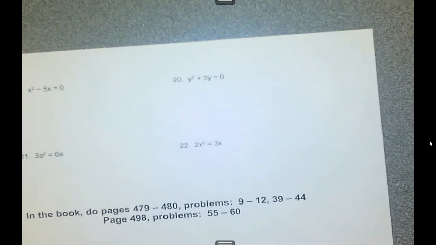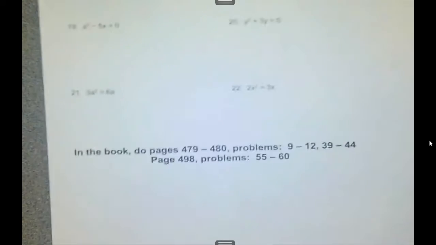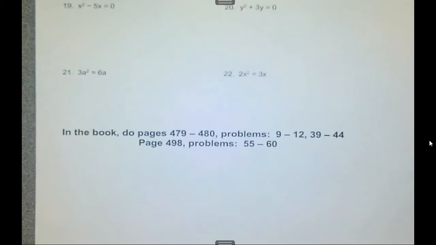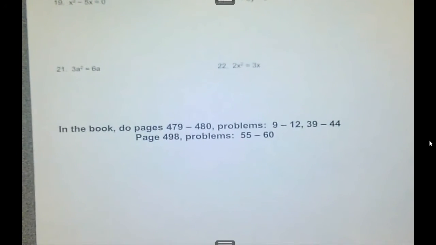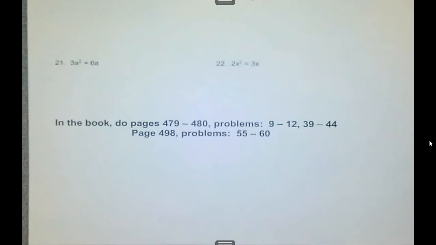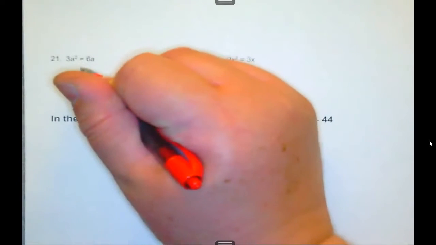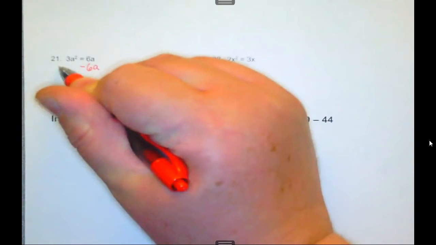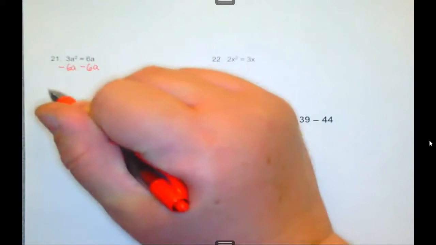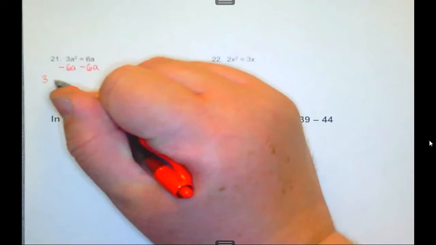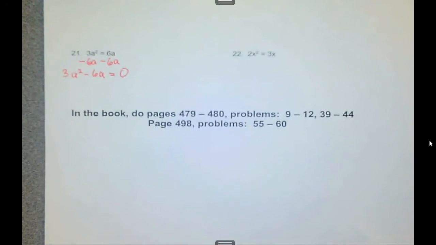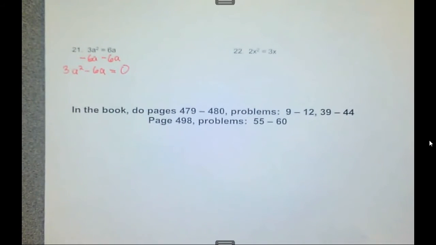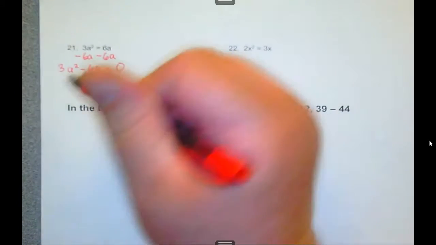The back side kind of gets into what I said about having 0 on one side of the equation. Like 21, what would I have to do first? That's right, subtract 6a from both sides. I have to get 0 on one side of the equation. So I get 3a squared minus 6a equals 0. Now I can solve for a. Take out your greatest common factor.